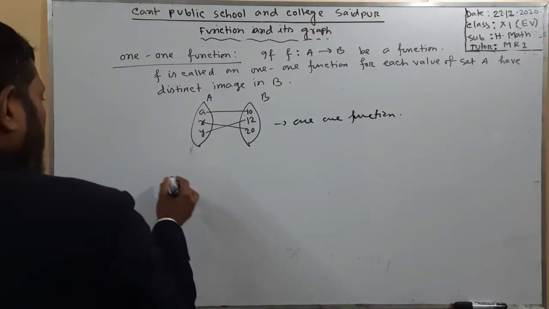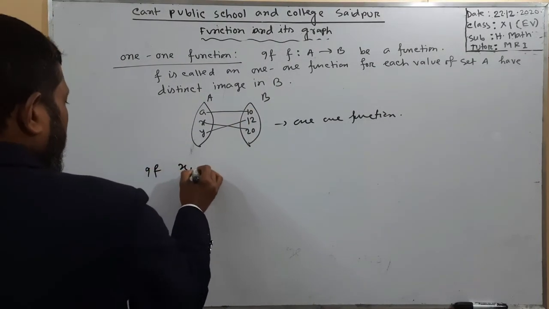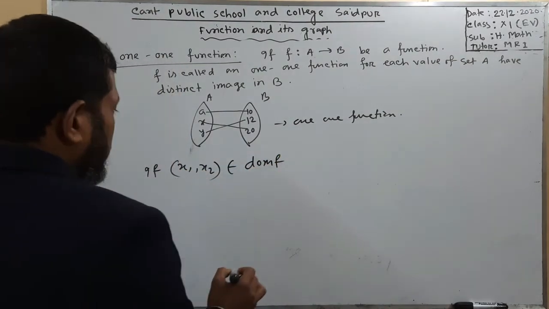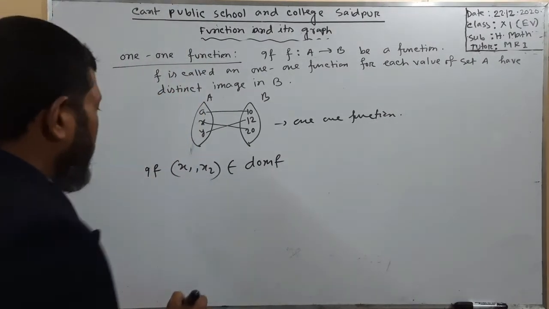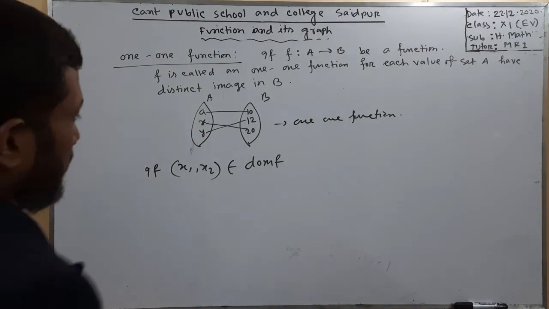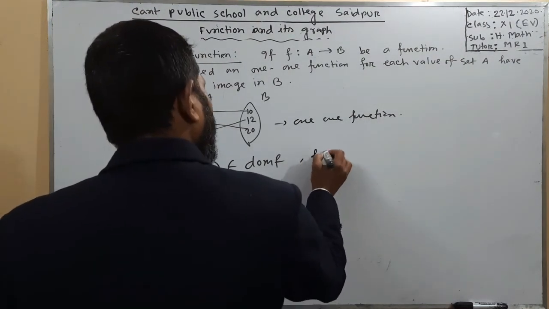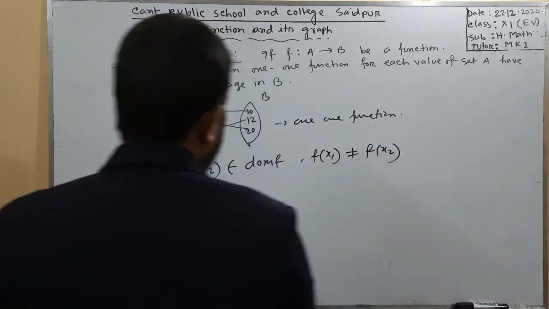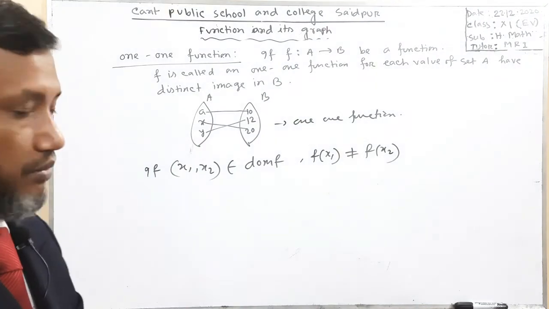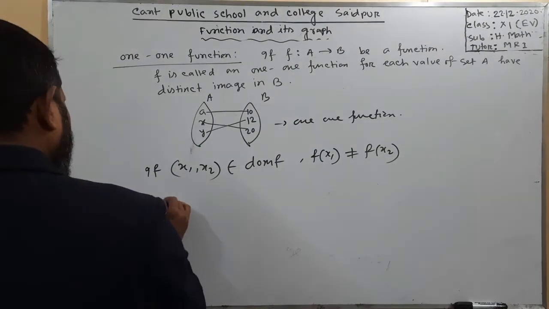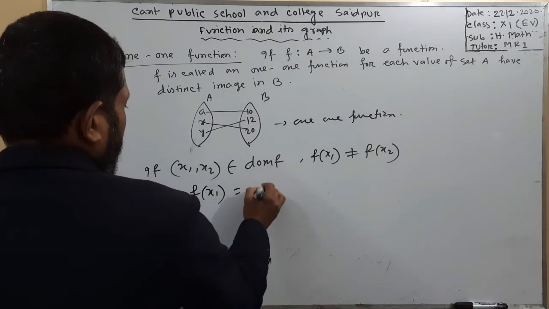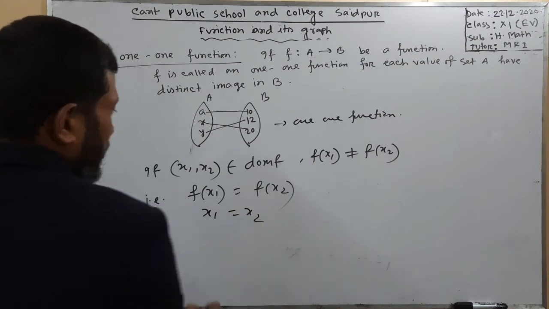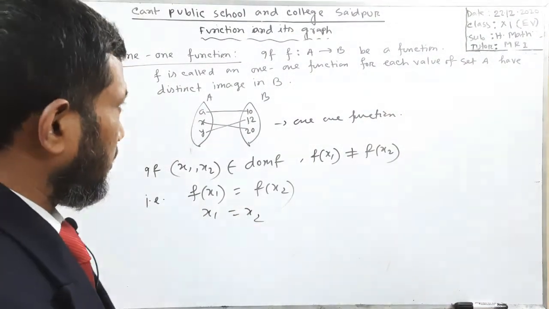Or, if x1 and x2 are in the domain, for different values of x1 and x2, if f of x1 is not equal to f of x2, then we can say the function is one-one. That is, if we put f of x1 is equal to f of x2, we get x1 is equal to x2. This will be a one-one function.